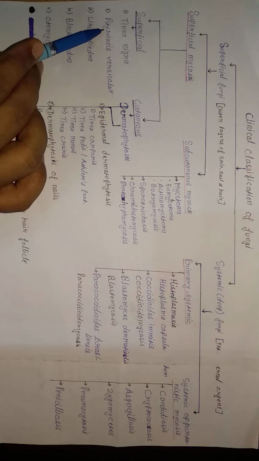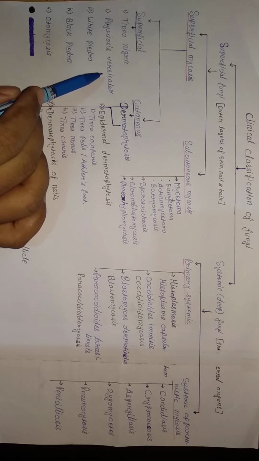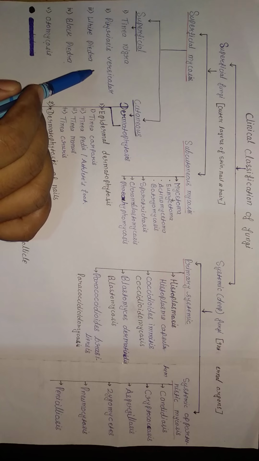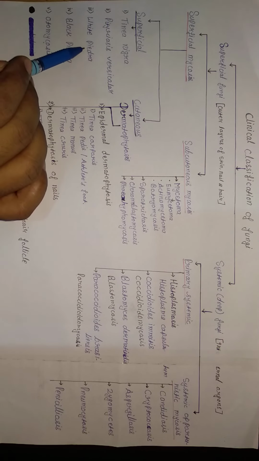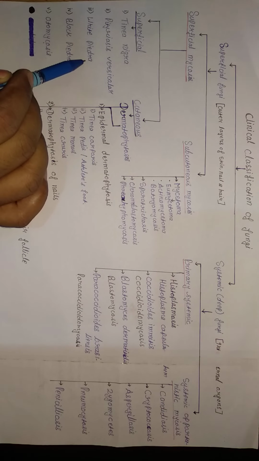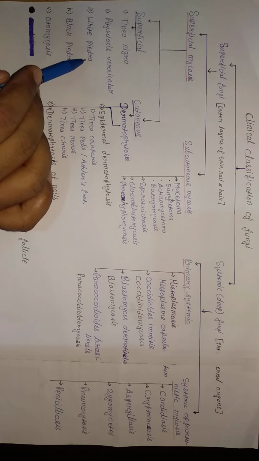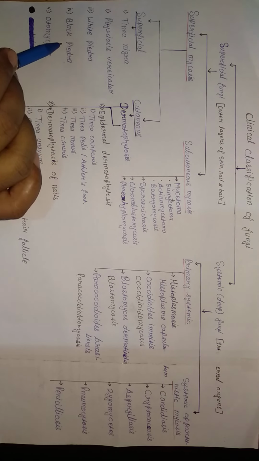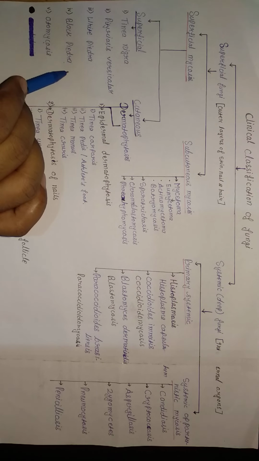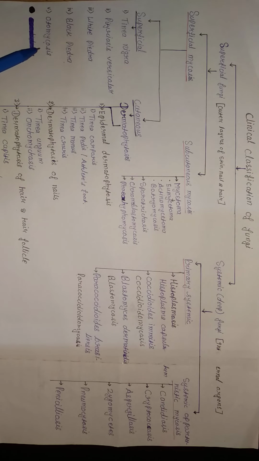This includes tinea nigra and pityriasis versicolor. Pityriasis versicolor means the skin infection which is caused by a type of yeast. Then there are white piedra and black piedra. White piedra is an uncommon yeast infection of the hair. Black piedra is the infection of the hair shaft. And otomycosis is a superficial mycotic infection that occurs in the outer ear canal.